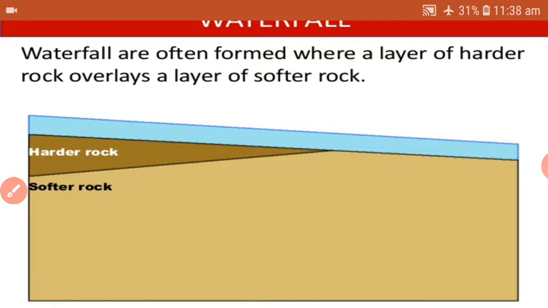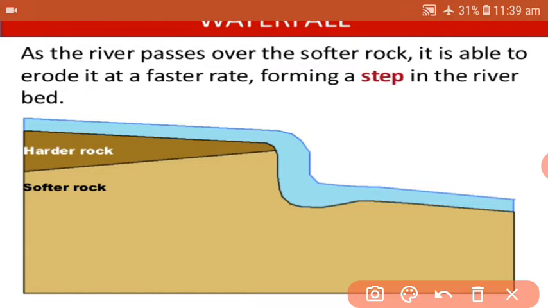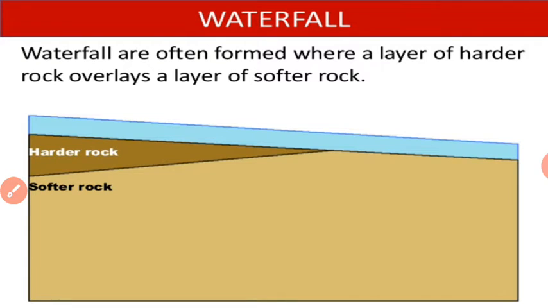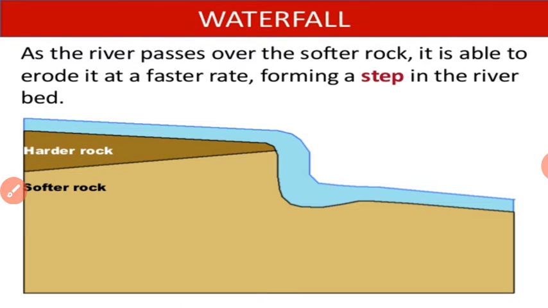Now, over a period of time, after a period of long years, what happens? Over a period of time the scenario changes. As the river passes over the softer rock, it is able to erode it at a faster rate, and that forms a step in the river bed. In this particular part, you can find that it has been eroded. As you can see with the previous picture, there was no erosion. The water was moving in the same way, same layer, but over a period of time you can find the change, that it has formed a step.